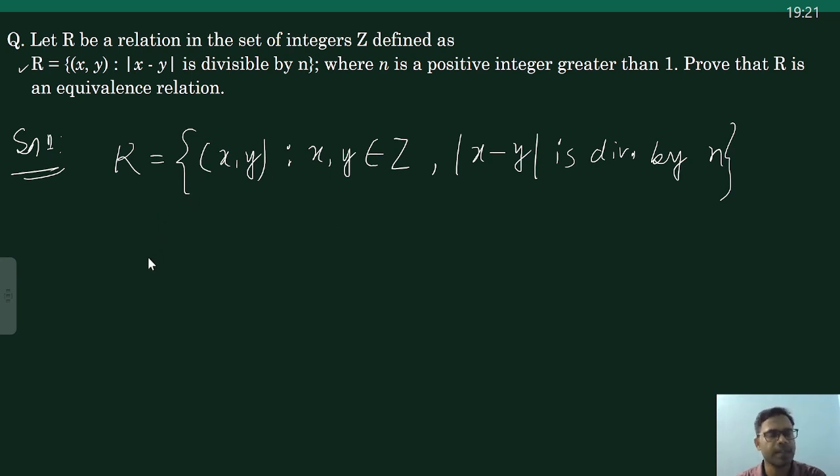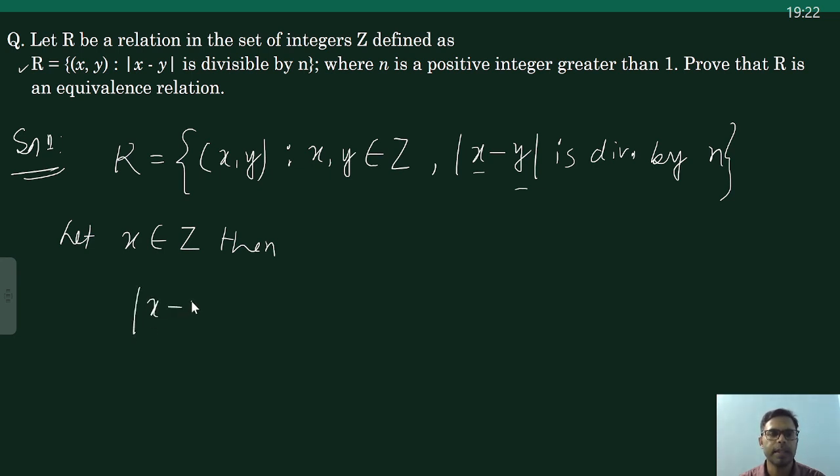So first I will prove the reflexive relation. To prove the reflexive part, we need one element from the set. First of all, let x belong to the set of integers Z. If you take both as x, we will check whether the condition is maintained or not.